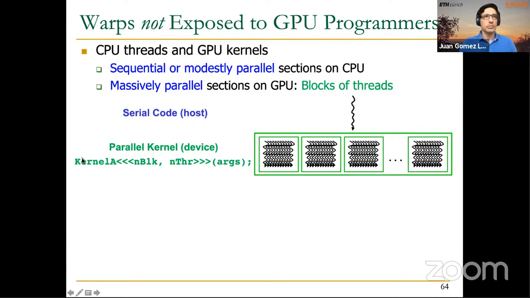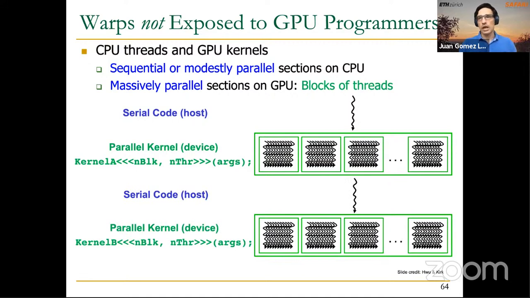This is a typical CUDA syntax when we want to launch a kernel or a function. The function that we execute on the GPU is called the kernel. And here in this syntax, we define the number of blocks that we want to launch and the number of threads per block. Then the kernel will finish its computation on the GPU, and then we have some more serial code, and then we may launch another kernel, for example, kernel B.